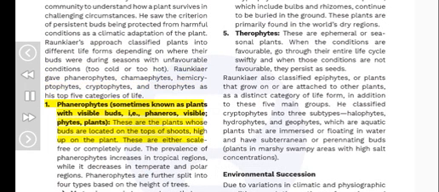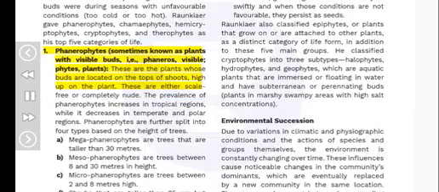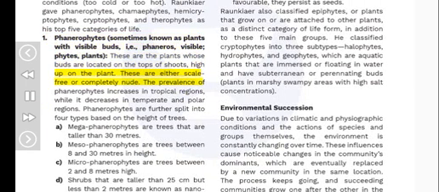1. Phanerophytes, sometimes known as plants with visible buds, i.e., phaneros, visible, phytes, plants. These are the plants whose buds are located on the tops of shoots, high up on the plant. These are either scale-free or completely nude. The prevalence of phanerophytes increases in tropical regions, while it decreases in temperate and polar regions. Phanerophytes are further split into 4 types based on the height of trees.